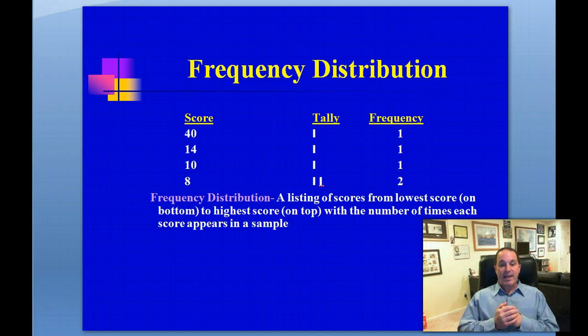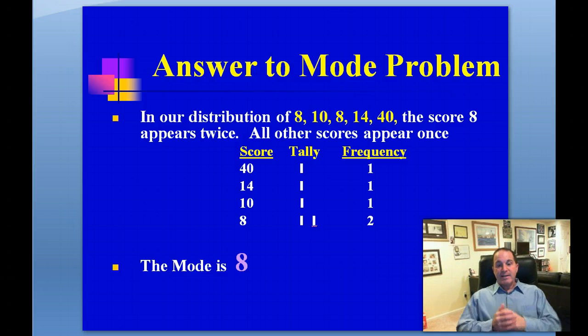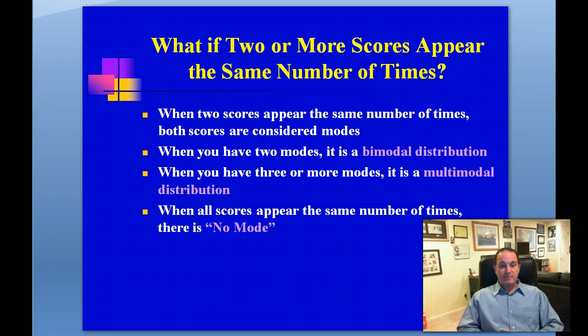So we look at 8, which occurs twice, 10, which occurs once, 14, which occurs once, and 40, which occurs once. Given our distribution of 8, 10, 8, 14, 40, it's apparent that 8 occurs twice, everything else occurs once, and therefore the mode is 8. So our mode in the distribution of 8, 10, 8, 14, and 40 is 8, since 8 occurs twice and all the others occur once.